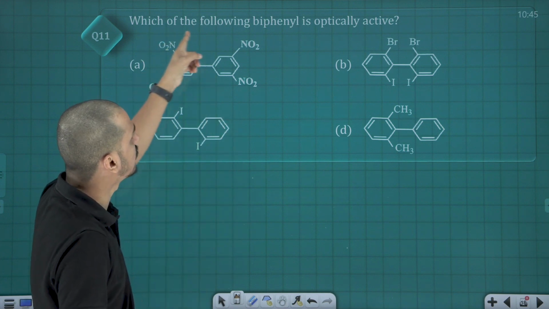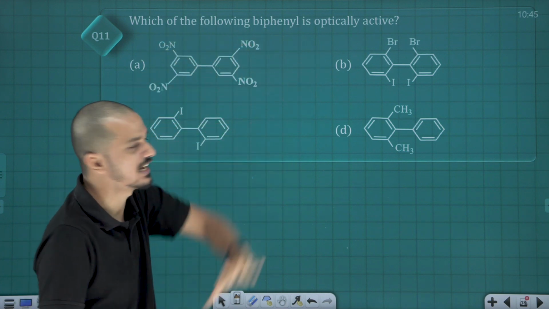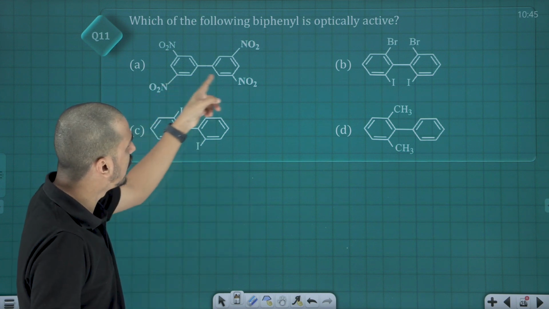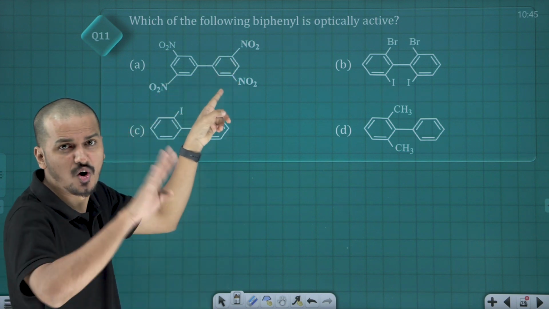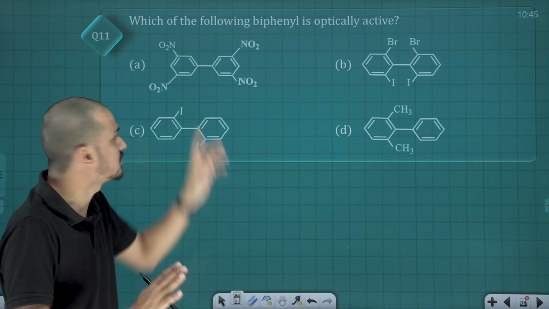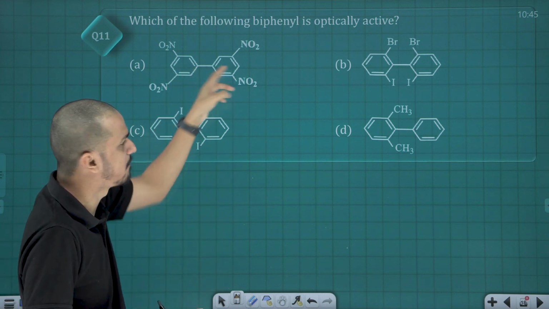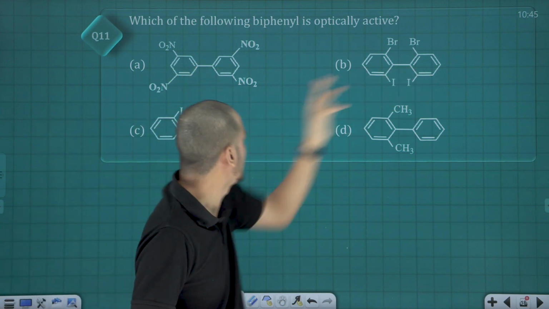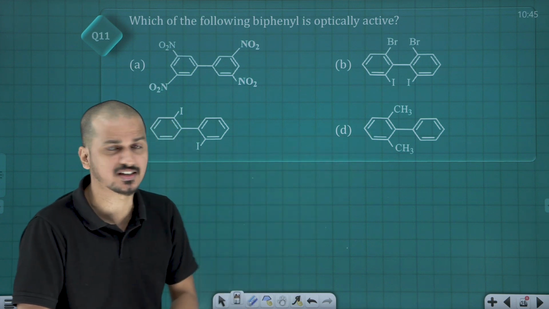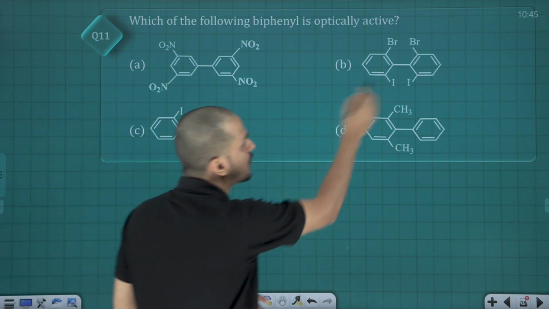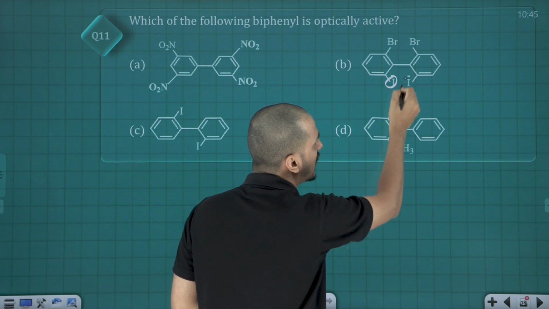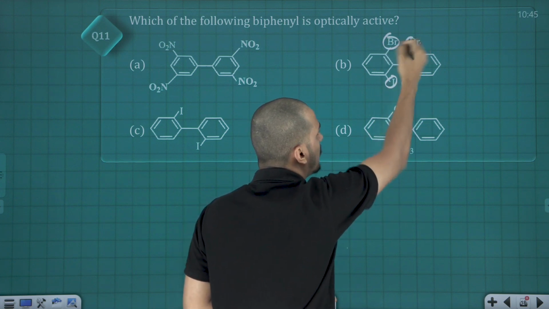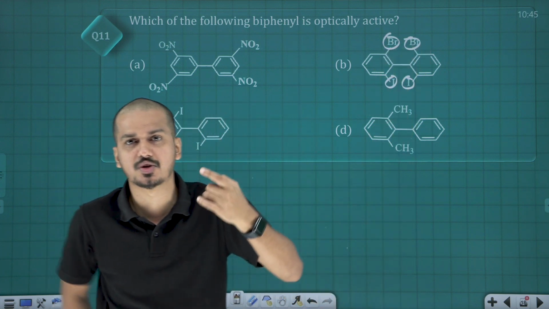What about the question? Which of the following biphenyl is optically active? You know, in the benzene ring, all the carbons are sp2 hybridized. Actually, both benzene rings are in the same plane. But here, in option B, you are looking at iodine and bromine. So let me show you.